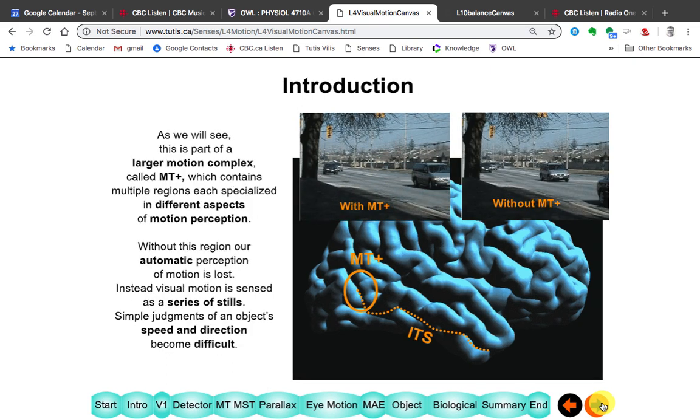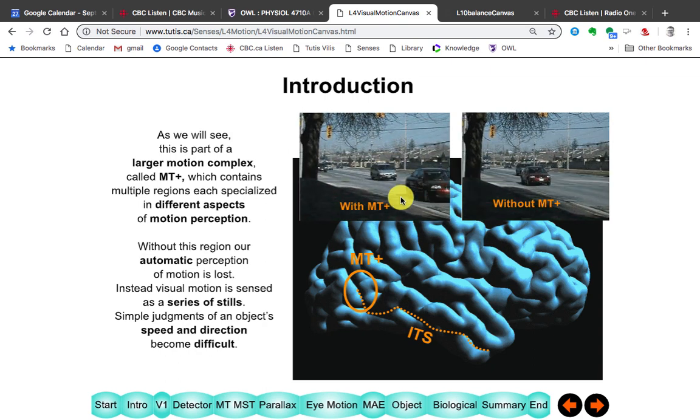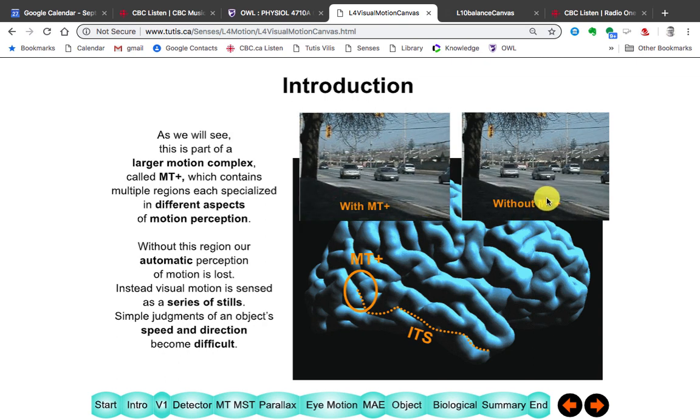But what does this do? With your MT plus, when I took this picture, I was standing at the corner of Richmond and Windermere on my way home, and you see all these cars moving, and you can tell what direction they're moving and at what speeds. Without MT plus, this is what you see. You can see these stationary images, and you can't tell too well what speed anything is going in, nor what direction. This could be very dangerous if you're trying to cross the street. You don't know if the cars are stopped or not.